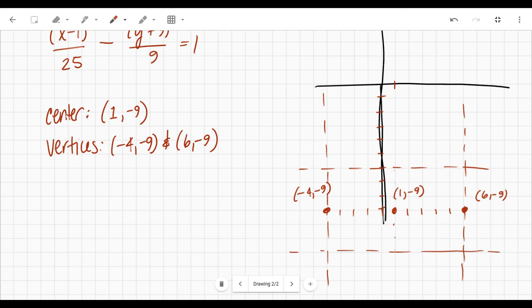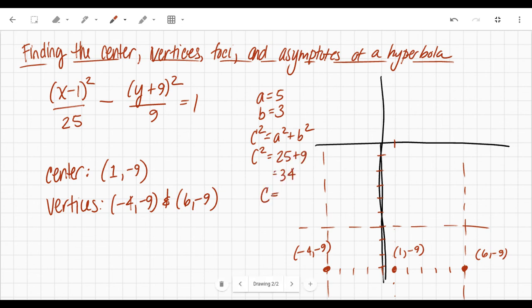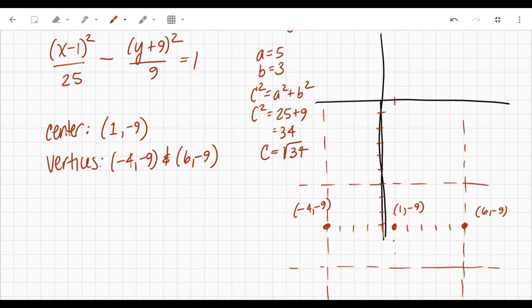Then your foci are going to be next. Okay. So A would be 5, B would be 3, C squared is A squared plus B squared. So C squared is 25 plus 9, which is 34. So C would be the square root of 34. So that's kind of the first not nice number we've seen.